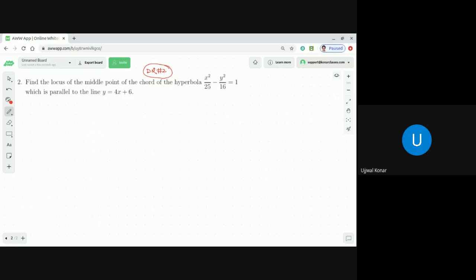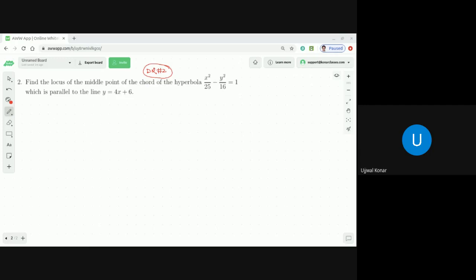Find the locus of the middle point of the chord of the hyperbola x square by 25 minus y square by 16 equal to 1, which is parallel to the line y equal to 4x plus 6. So let P alpha comma beta be the middle point of a chord of the given hyperbola, and let this chord be parallel to the given line y equal to 4x plus 6.